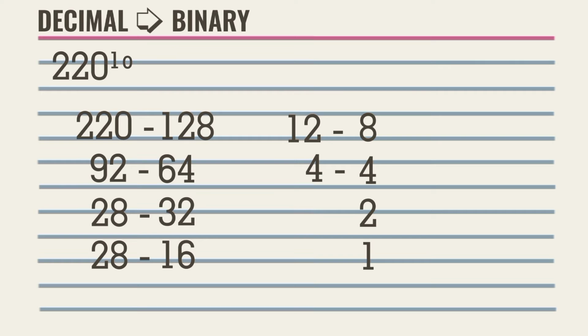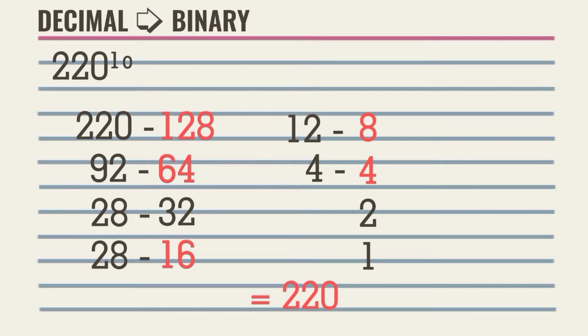Lastly is 4 minus 4. That will equal to 0. Therefore, we can't subtract with 2 and 1 anymore. We can see that 128 plus 64 plus 16 plus 8 plus 4 is equal to 220. Thus, our calculation is correct.